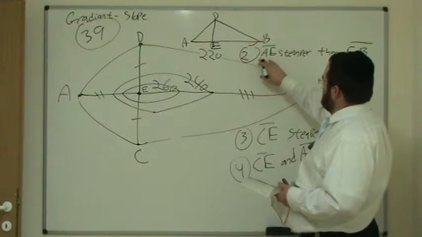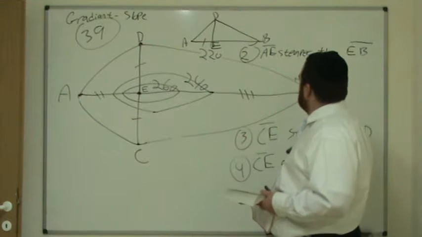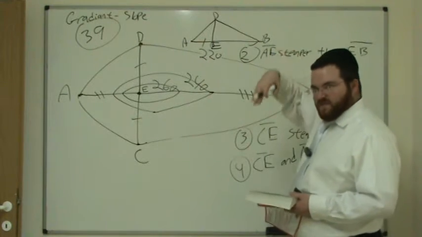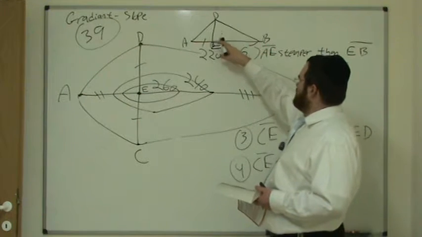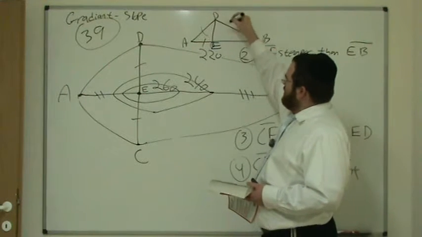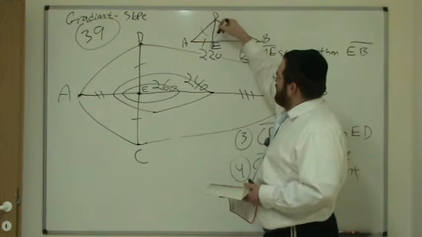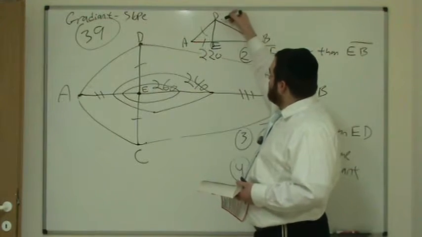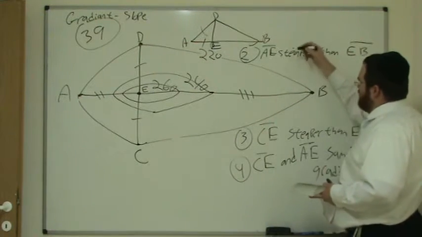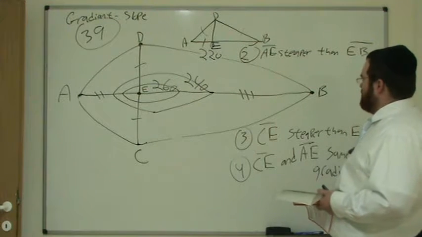So the question is, AE, that's this over here, is it steeper? That means it goes down faster than EB? The answer is yes, look. Because AE goes down much faster over a smaller distance, it's much steeper than the distance of E to B. So the correct answer to question 39 is 2.